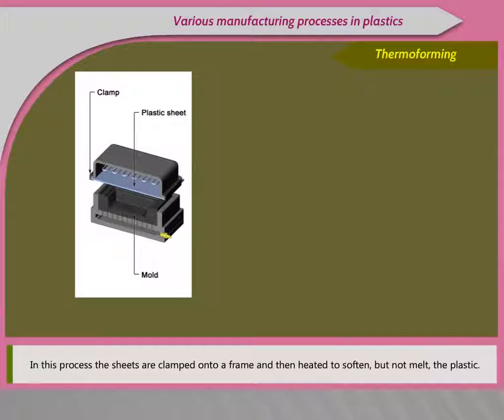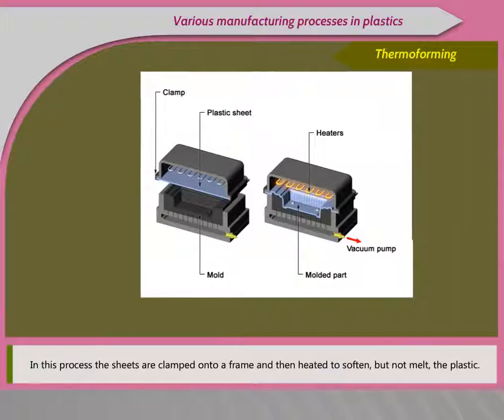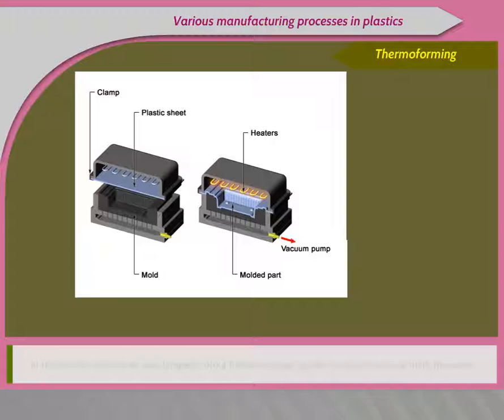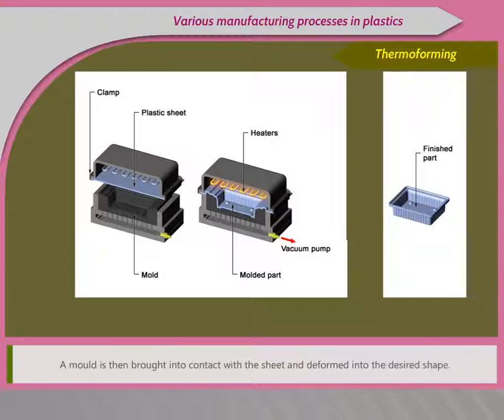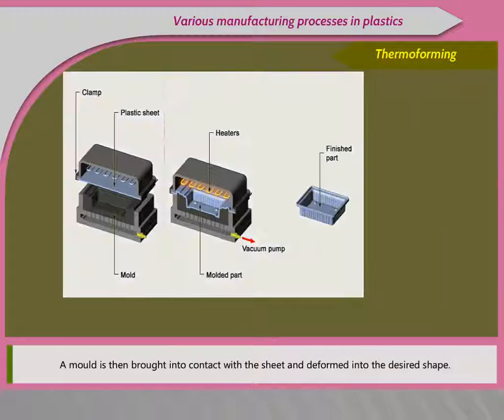Thermoforming. In this process, the sheets are clamped onto a frame and then heated to soften but not melt the plastic. A mold is then brought into contact with the sheet and deformed into the desired shape.